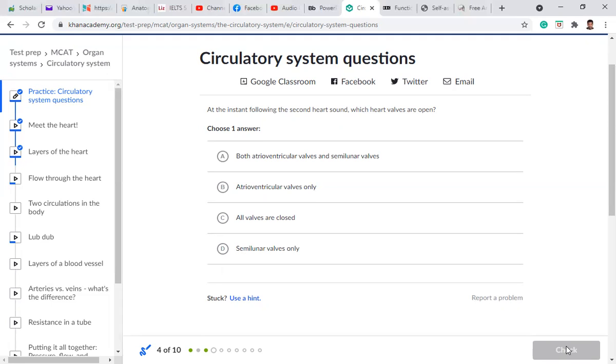We said the tricuspid valve is between the right atrium and the right ventricle, so it is an atrioventricular valve. The bicuspid valve is between the left atrium and the left ventricle, so it is also an atrioventricular valve. So the atrioventricular valves are the mitral or bicuspid valve and the tricuspid valve. The semilunar valves are the aortic valve and the pulmonary valve. But here they said at the instant following the second heart sound, which valves are open? So guess.